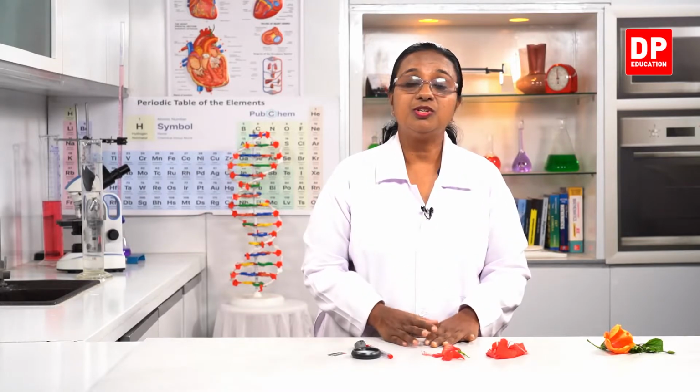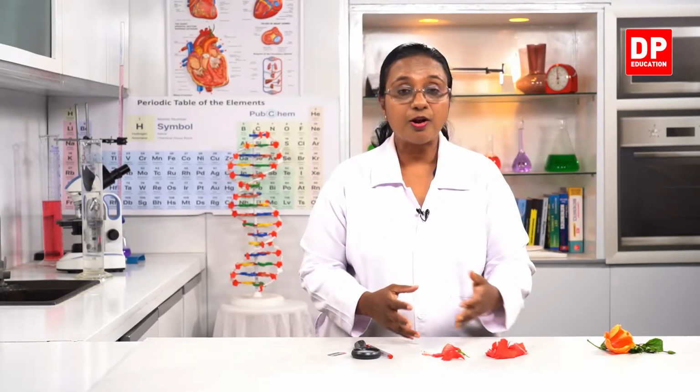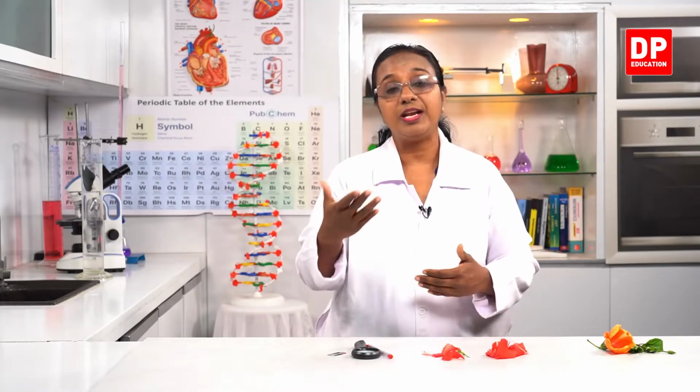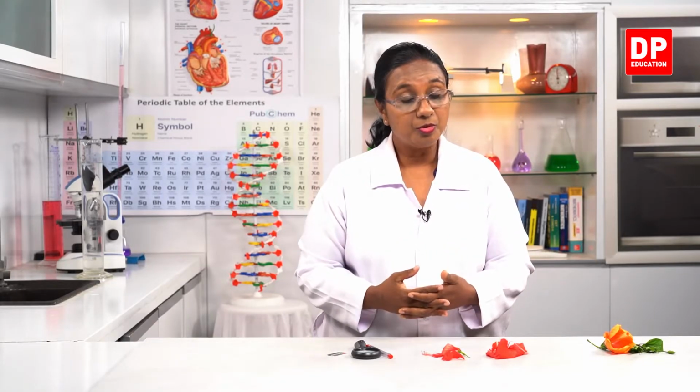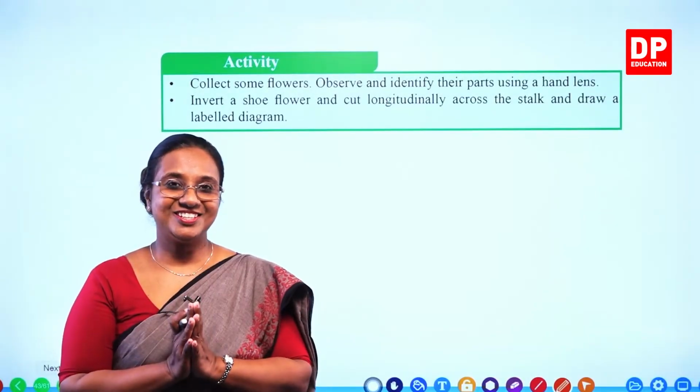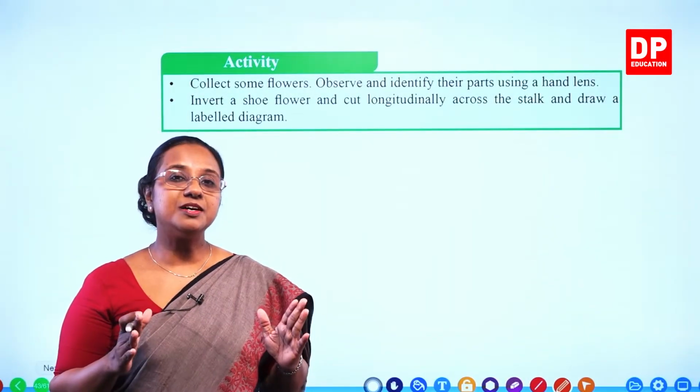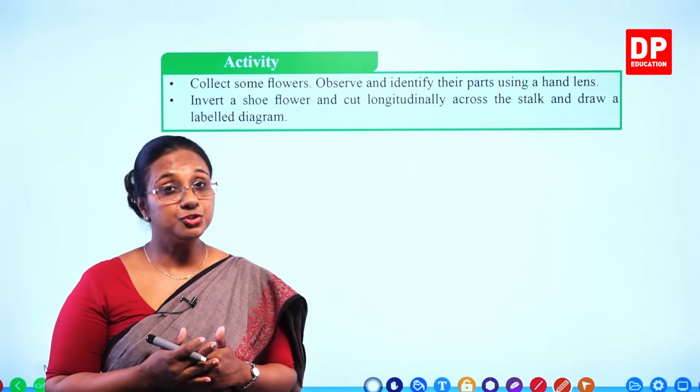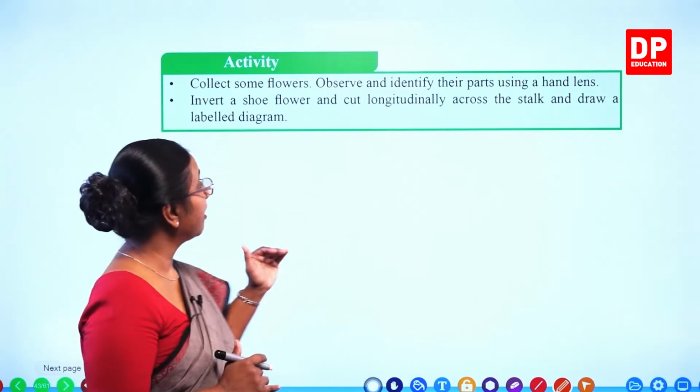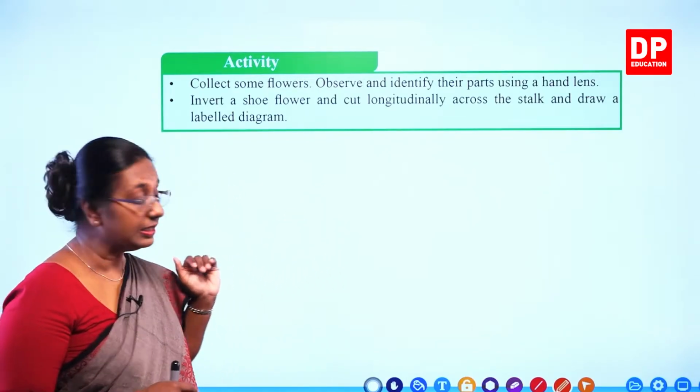You all have learned this before also, and we need to draw a diagram of the longitudinal section of the flower. So I am sure you all can do that by yourself now. You can also cut a flower at home and observe all these parts more clearly. Okay, students. So now you were able to observe the longitudinal section of a shoe flower. So then we will have to draw and label the diagram.